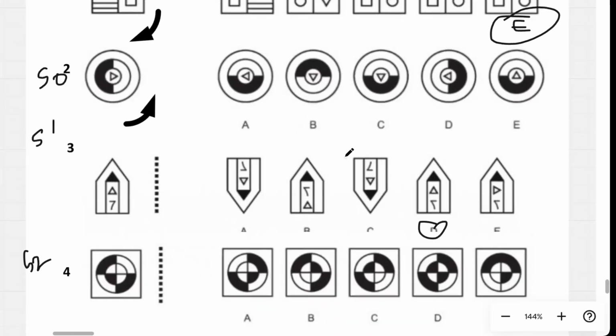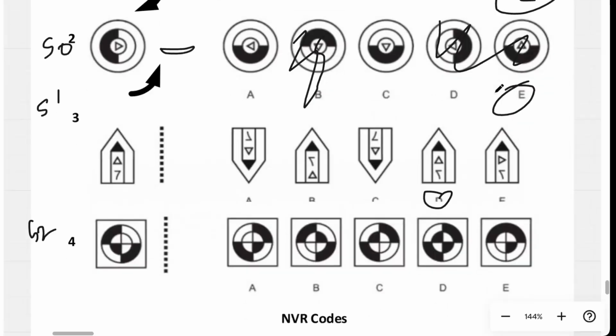Question number 50. When we rotate this 90 degrees anti-clockwise, this black bit will be on the bottom, so we can cross these out. Nope, not E. We can't cross out E. But this will be facing up, which means we will get E as our answer. The triangle will be pointing up.